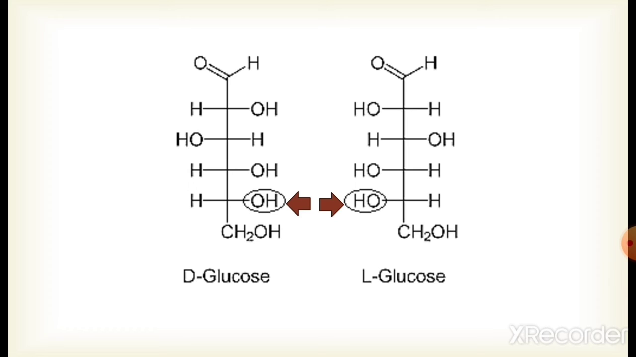In D-glucose, the hydroxyl group at carbon number 5 is present on the right side of the carbon skeleton, while in L-glucose or levorotatory, the hydroxyl group at carbon number 5 is present on the left side of the carbon skeleton. Look at both the structures, both are mirror images of each other and are non-superimposable, so both are the enantiomers.